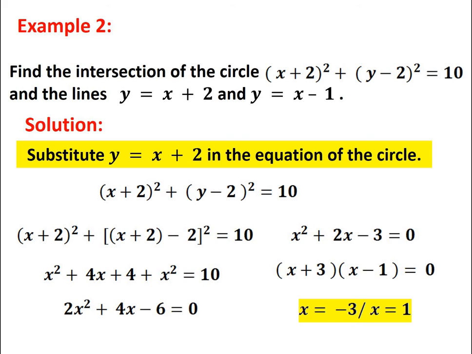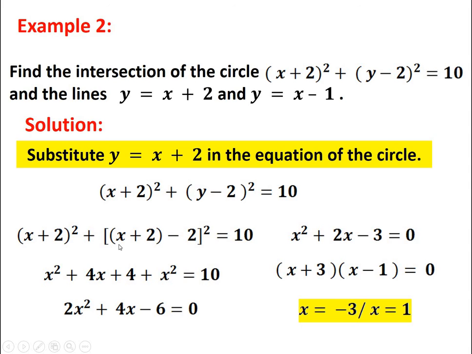So at first, use equation 1 of the lines, which is y equals x plus 2, and the equation of the circle, which is the square of (x plus 2) plus the square of (y minus 2) equals 10. So inject the value of y, which is x plus 2, in the value of y here. So it will become (x plus 2). Then copy negative 2 and copy the exponent 2. So it will be the square of (x plus 2) plus the quantity (x plus 2 minus 2) squared, which is equal to 10.